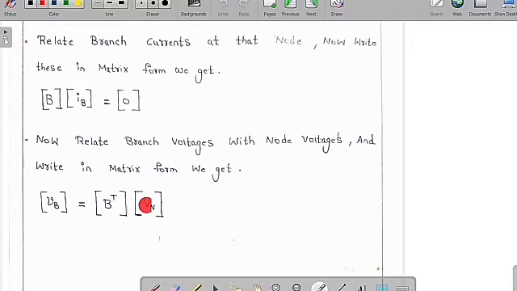So this also we can get with the help of the fundamental cut set matrix. Therefore branch voltage is equal to B transpose into Vn, where branch voltages are going to form the independent set in the fundamental cut set matrix, whereas the link currents are going to form the independent things in terms of the fundamental tie set matrix.